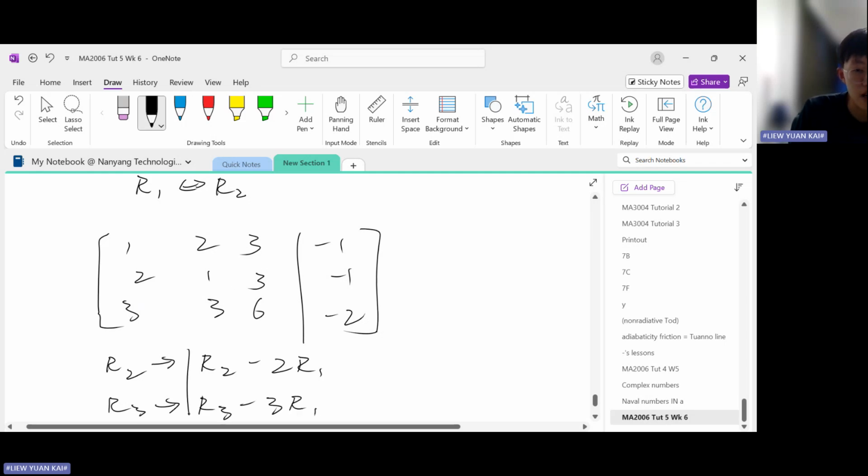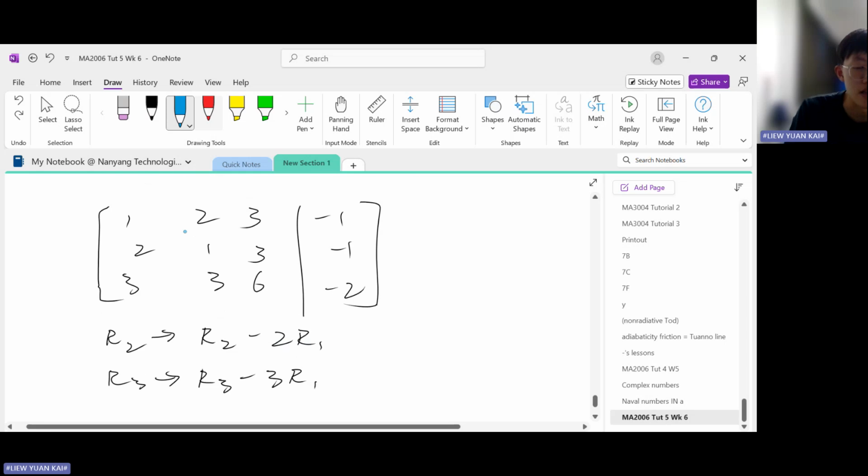Okay, I will explain why I do this set of row operations. First, let us compute 2R1. Let us calculate what is 2R1. 2R1 means I take the entries in row 1 and multiply them by 2.